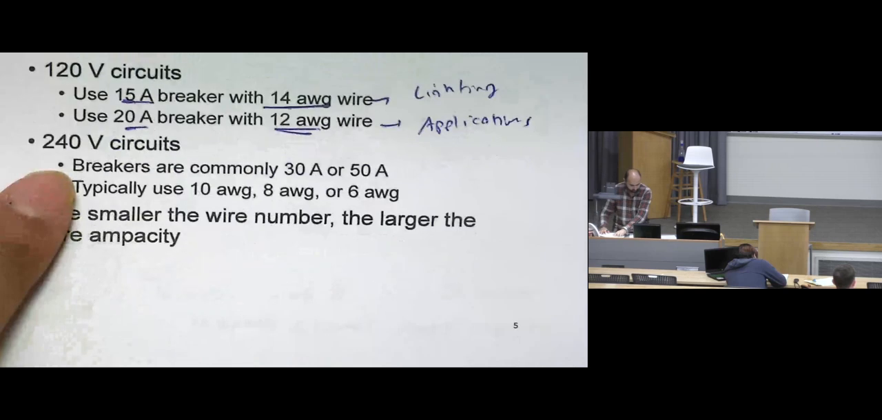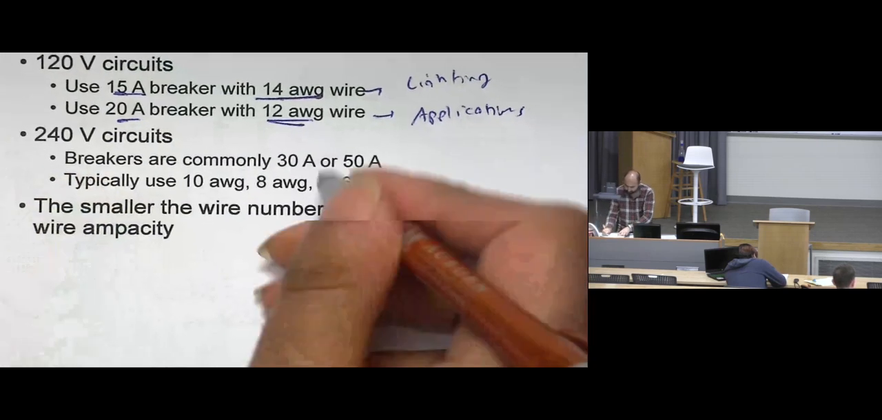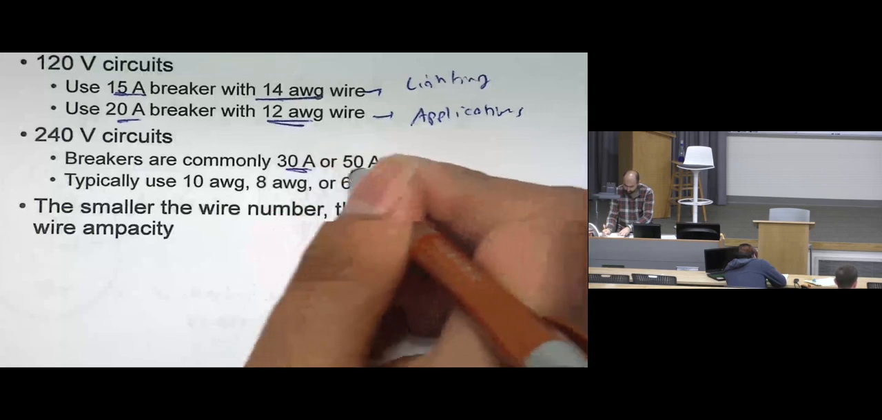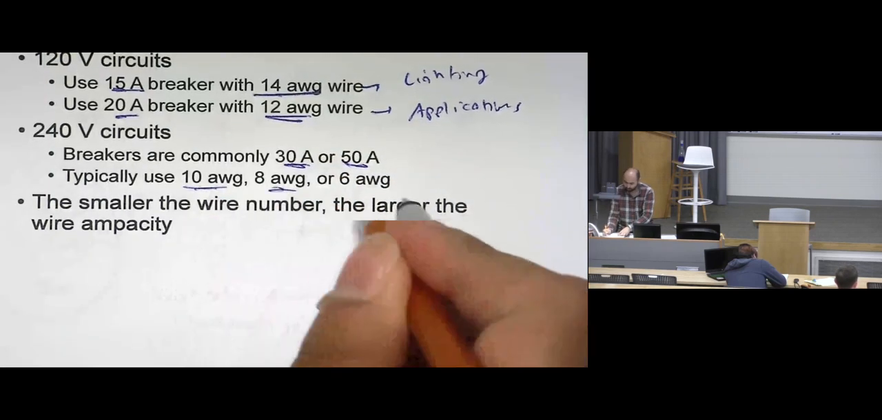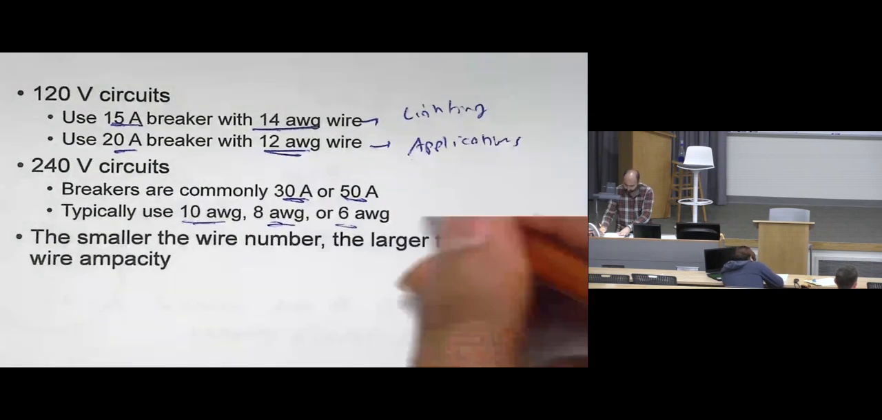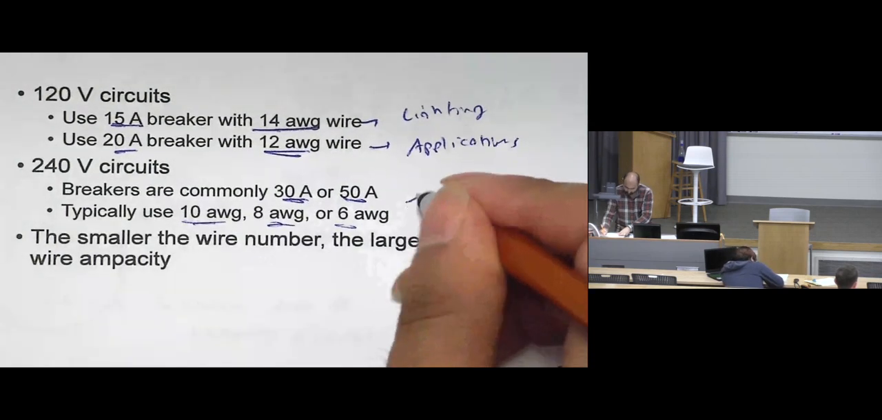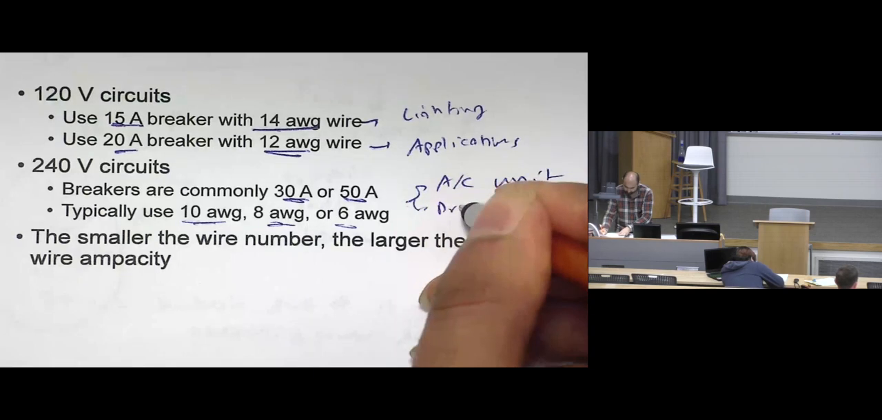And how about 240 volt circuit breakers? For 240 volt circuit breakers, sometimes they use 30 amperes or 50 amperes, and typically AWG 10, 8, or 6, depending on the application. For example, in air conditioning units or in a dryer.